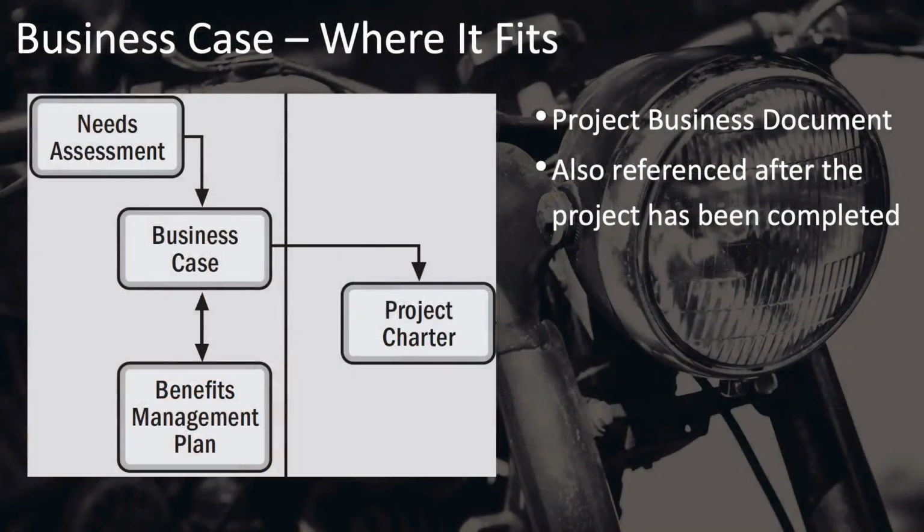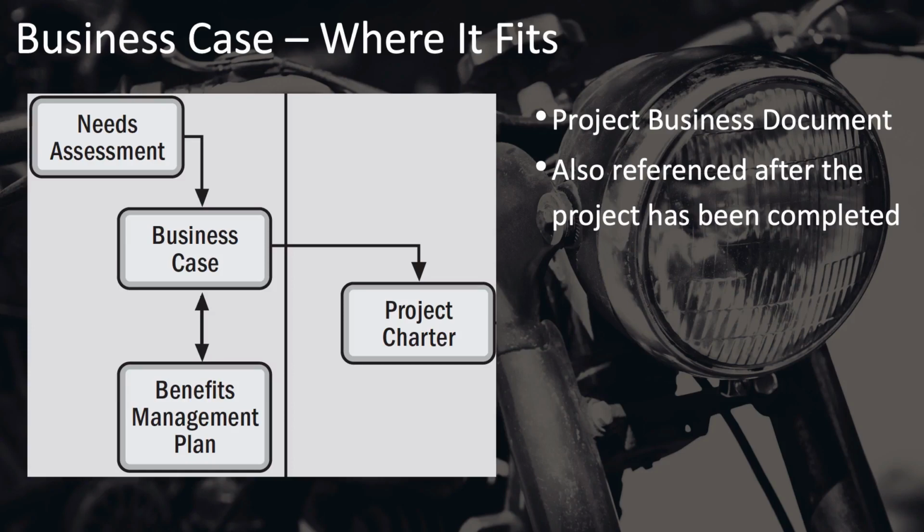This diagram helps to visualize where the business case fits with the other documents that come before project initiation. These documents are the needs assessment and the benefits management plan, as well as the main initiating document, the project charter. As you can see, the needs assessment comes first, which then feeds into the business case, which summarizes the findings of the needs assessment. The business case is the document that is used to decide whether to proceed with the project. The business case is reviewed throughout the project in order to keep the project in alignment with the business case that justified it in the first place.